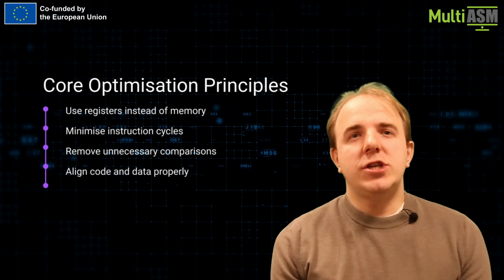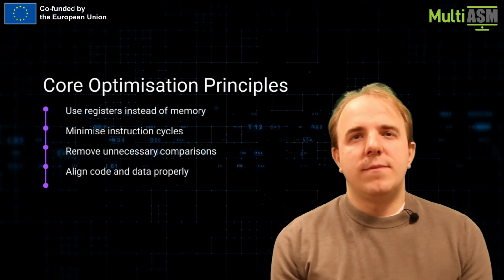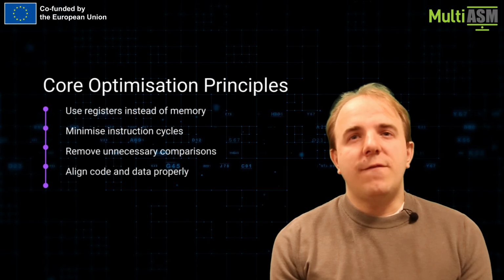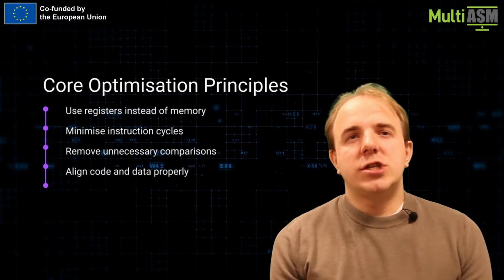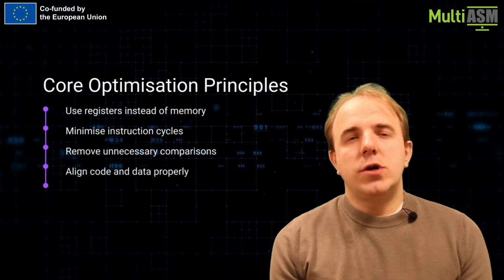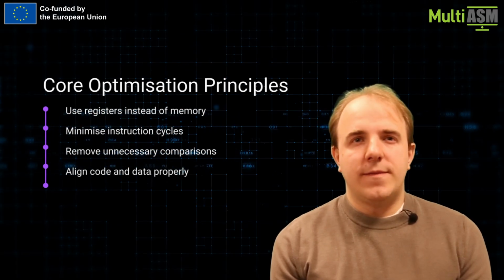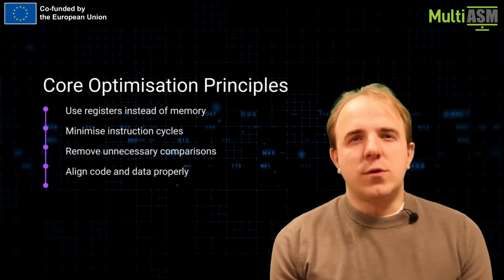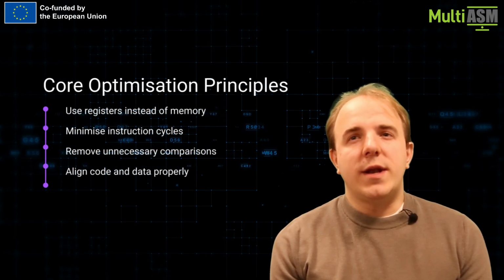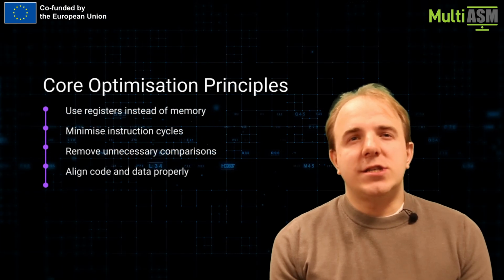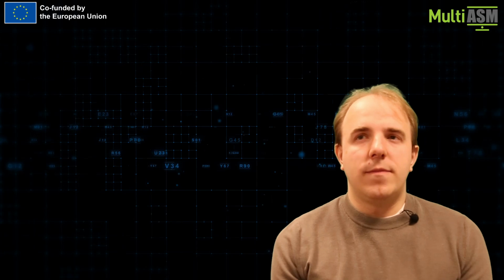Unlike high-level languages, assembly code is not automatically optimized by a compiler. That means the responsibility falls on the programmer. Small decisions, such as which instruction to use, where data is stored, or how a loop is structured, can directly affect performance. Key optimization principles include minimizing instruction cycles, using registers instead of memory whenever possible, removing unnecessary comparisons, and ensuring proper alignment of code and data.